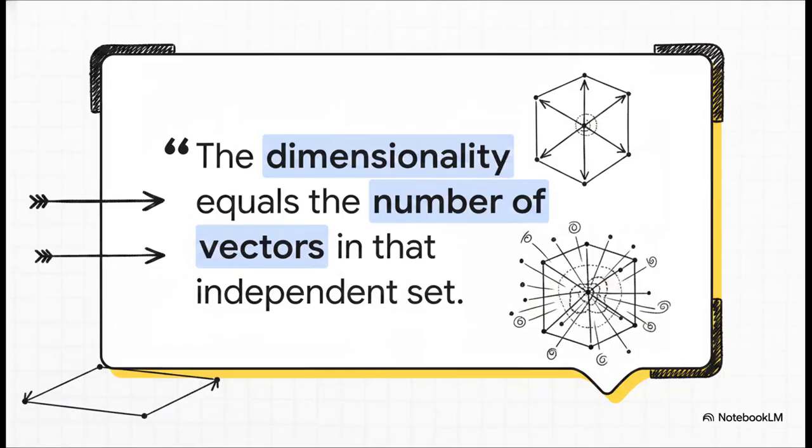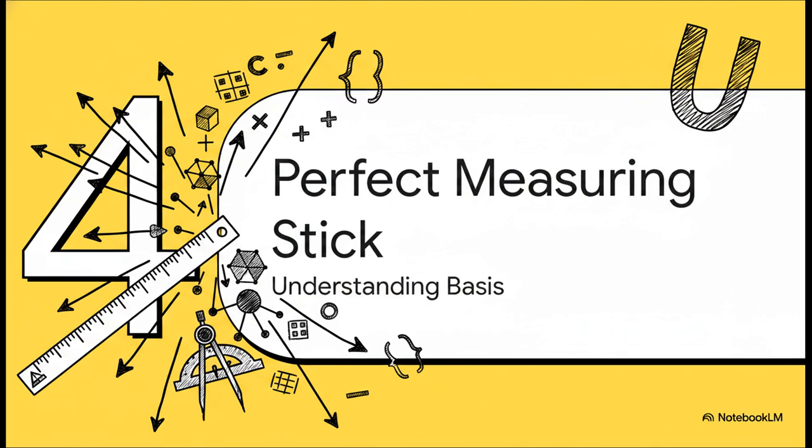Crazy, right? And that brings us to this absolute golden rule. If a vector set is linearly independent, then the dimensionality of the subspace spanned equals the number of vectors in that set. This perfectly confirms that only independent vectors contribute to expanding the dimensions of our data universe. So, one independent vector gives you a line, 2 gives you a plane, 3 gives you a 3D space, and so on. And here we are at Section 4, the perfect measuring stick.